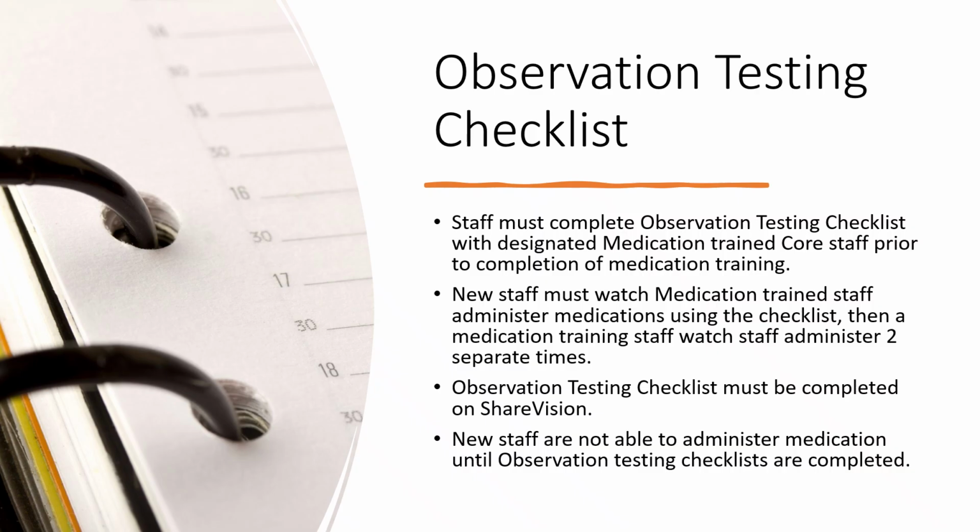Observation testing checklist. Staff must complete observation testing checklists with the designated medication-trained staff prior to completion of medication training. New staff must watch medication-trained staff administer medications using the checklist. Then a medication-trained staff watch the new staff administer 2 separate times. Observation testing checklists must be completed on ShareVision. New staff are not able to administer medications until observation testing checklists are completed.